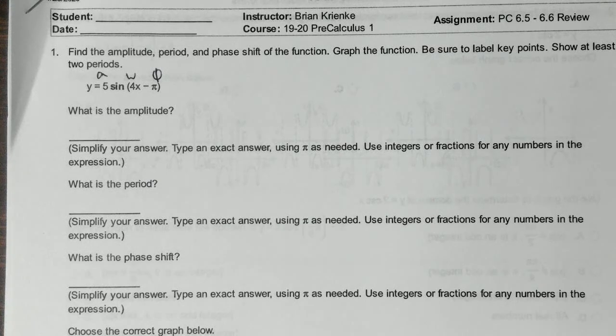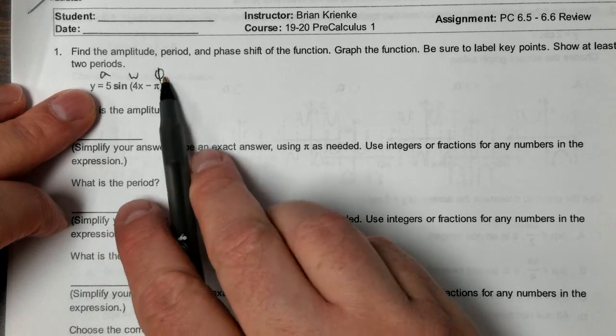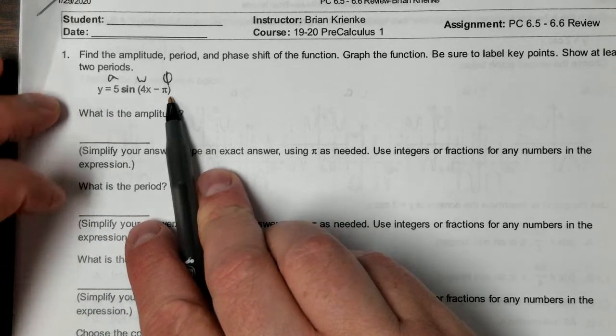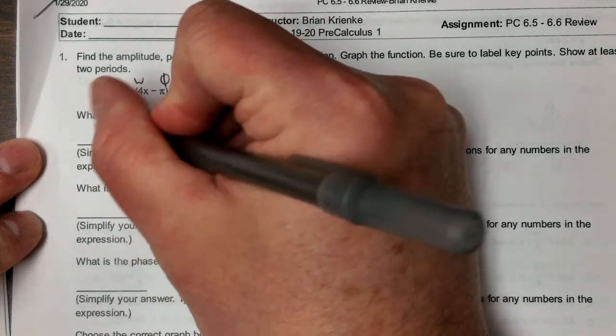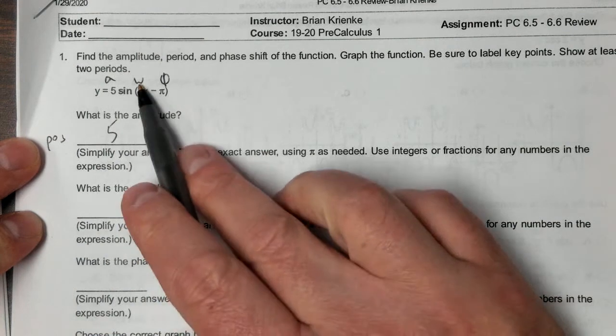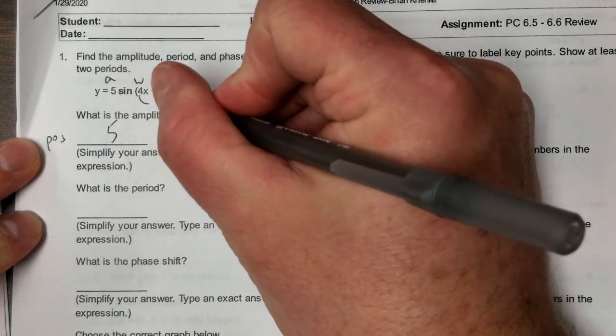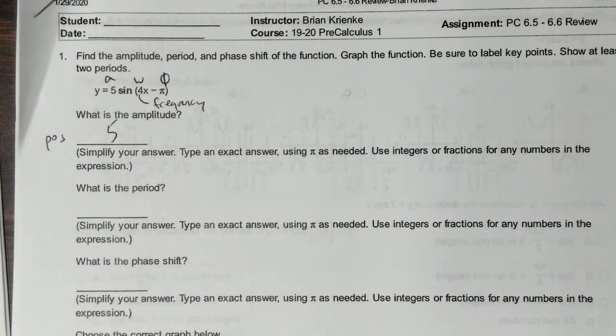All right, so your formula has A there, w there, and phi there. Okay, so your amplitude is 5. It has to be positive. Remember, the w represents the frequency, which affects the period.